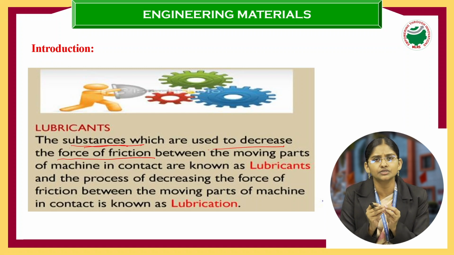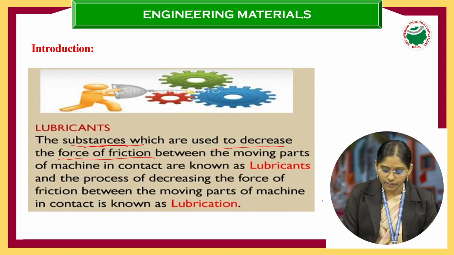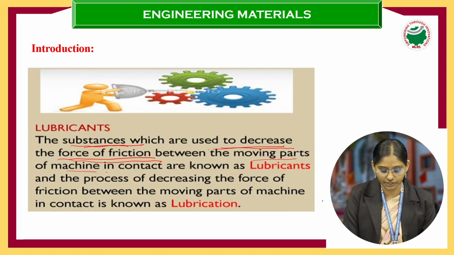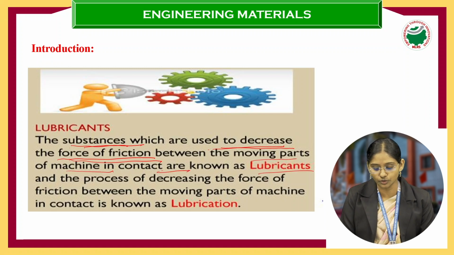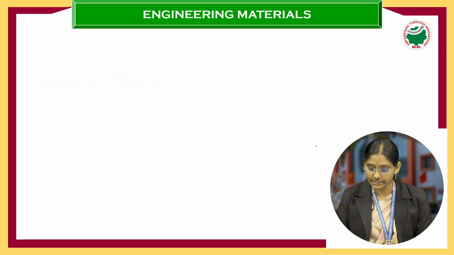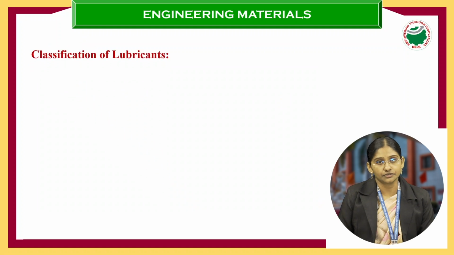So the main function of a lubricant is that it reduces the friction. That's why, in the definition, substances used to reduce the force of friction between the moving parts of a machine in contact are known as lubricants. And this process of reducing friction between the moving parts of a machine is known as lubrication. Clear? So this is the introduction of lubricants. Now we'll see the classification of lubricants.